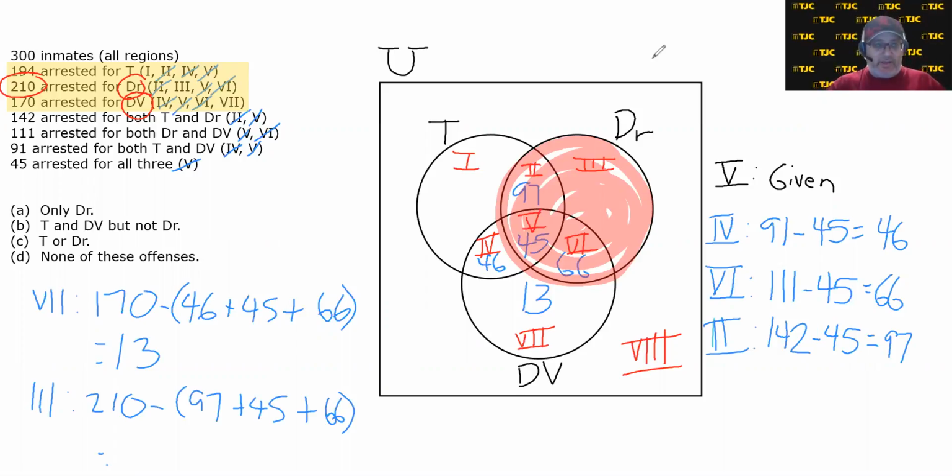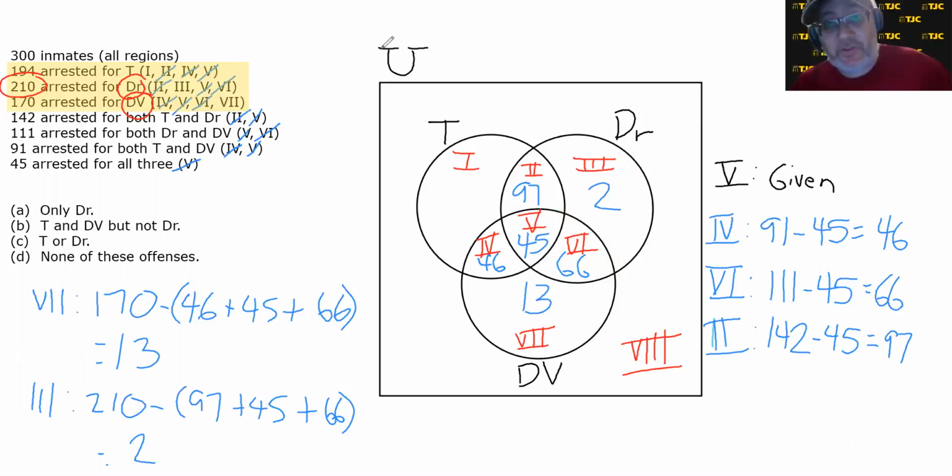And let's see what we get. 210 minus 97 and 45 and 66. I got 2. Let me try that again a different way just to make sure I get the same answer. Yep, 2. There's only 2 people in this region. So there are only 2 people that were arrested for drugs only. I wonder if there's something you can infer from that.